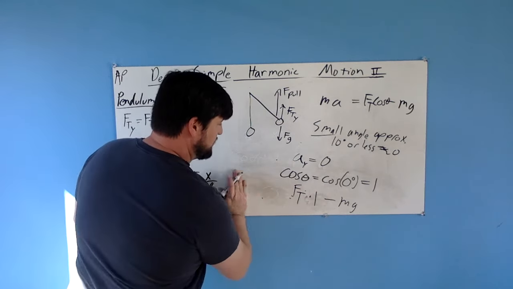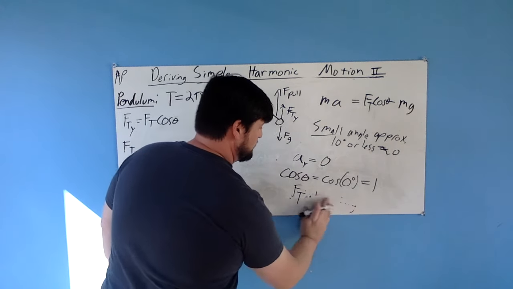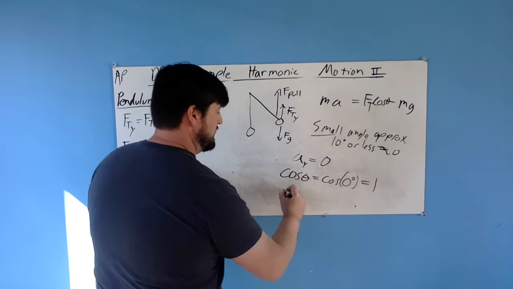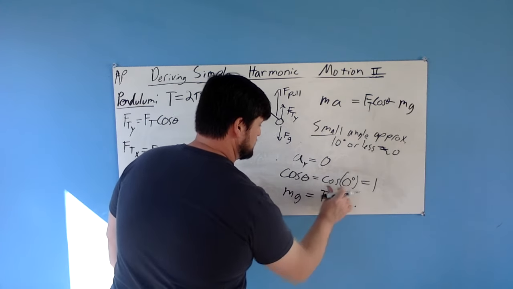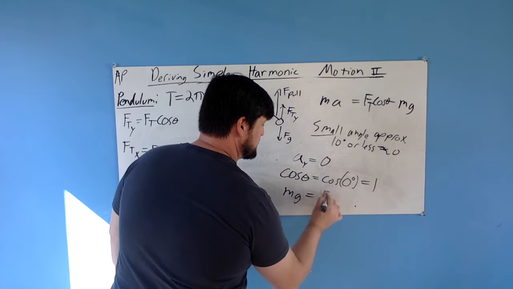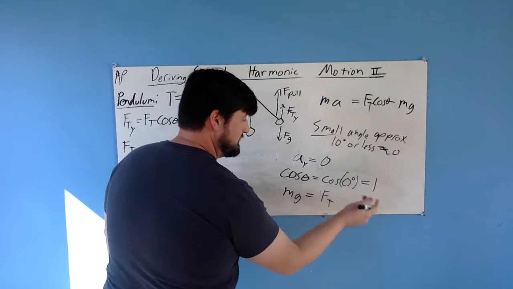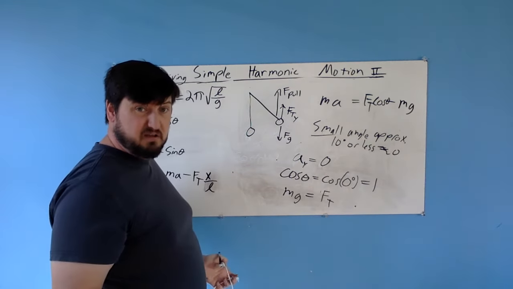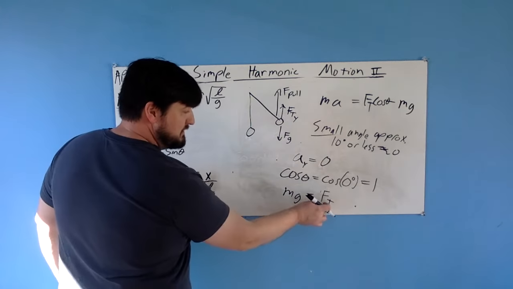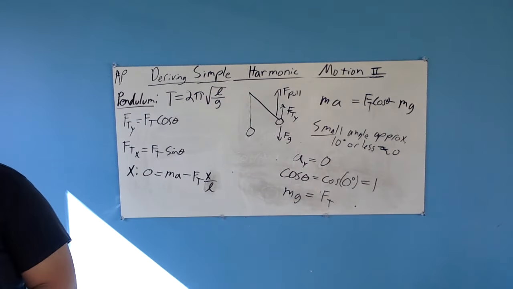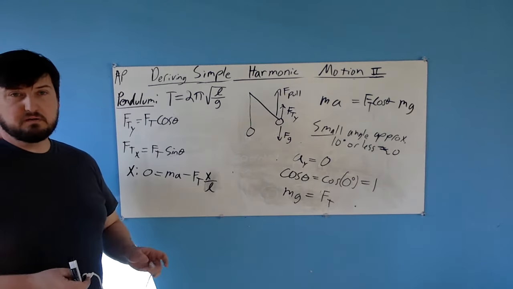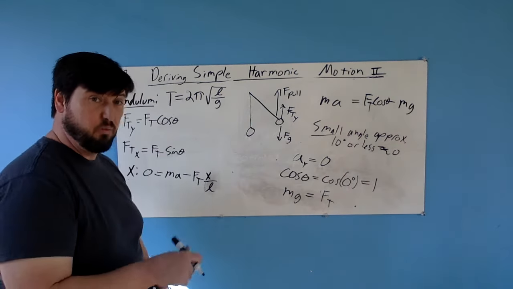Okay, so bring the mg over. So we get mg is equal to force of tension, right? And it was times 1, but again, anything times 1 is still itself. So we get, those two things are the same. Now that is where things are getting interesting, okay? So let's go ahead and plug that right there, what we just found.